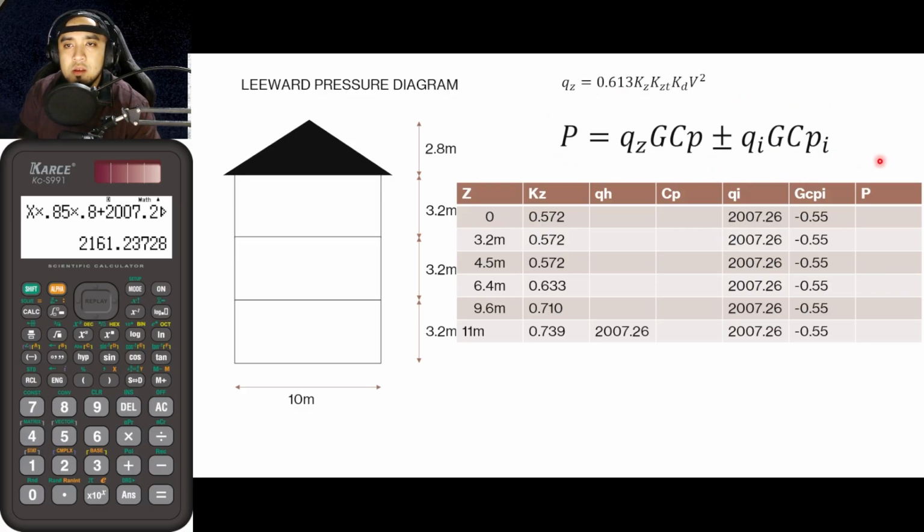For the leeward pressure diagrams, you would still be making use of the same equation. However, guys, some values will now be changed. For the value for CP, actually this is the main difference between the windward and leeward. That is the value for CP.